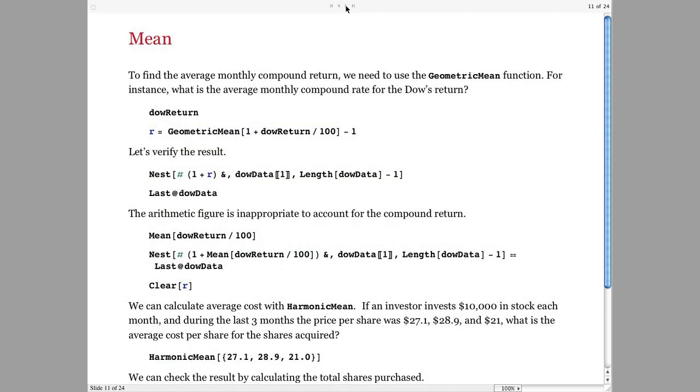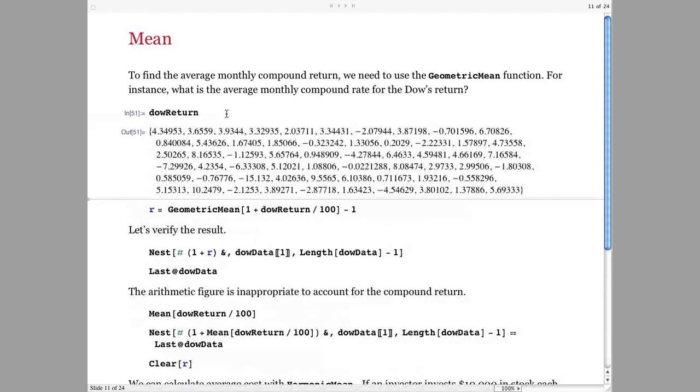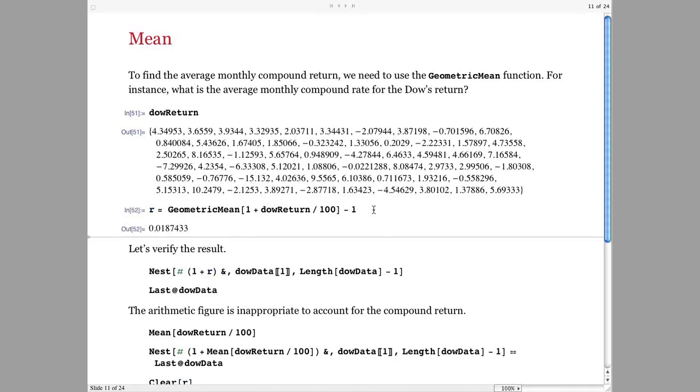To find the average monthly compound return, we need to use the geometric mean function. For instance, we ask the question, what's the average monthly compound rate for Dow's return? Let's verify the result.